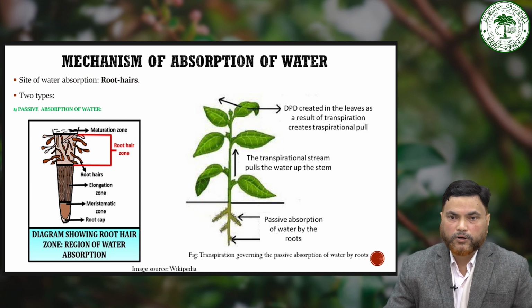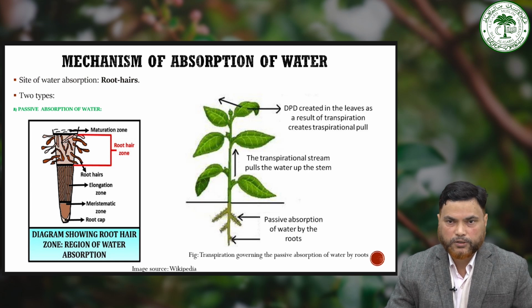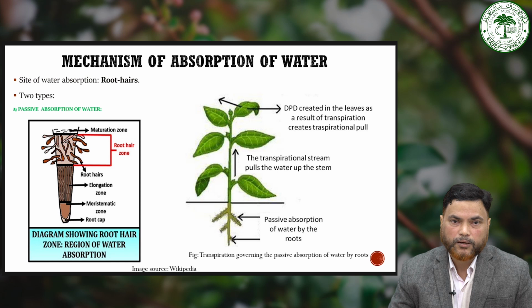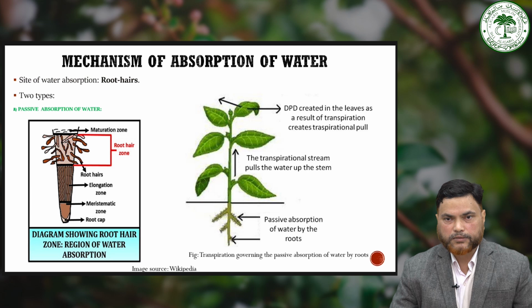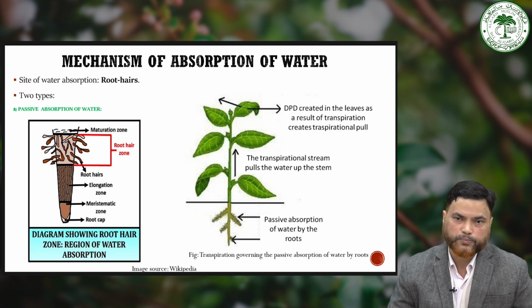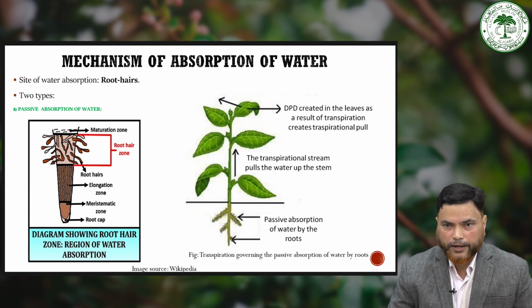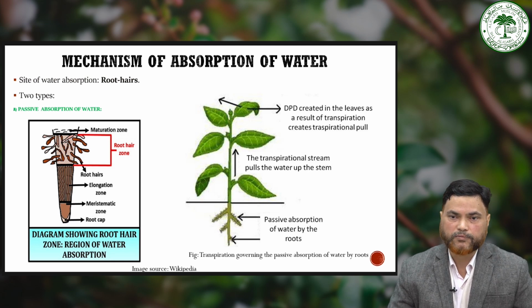Now the mechanism of water absorption in plant occurs through two main processes. One is passive absorption and second is active absorption. So first I will discuss what is passive absorption of water. As the name itself indicates, passive absorption does not involve expenditure of energy, and the detailed mechanism will be studied in cohesion-tension theory of ascent of sap, which also employs passive absorption for water uptake from the soil.